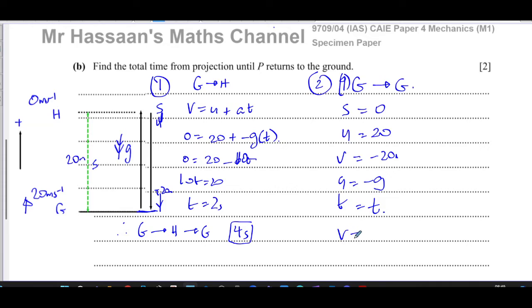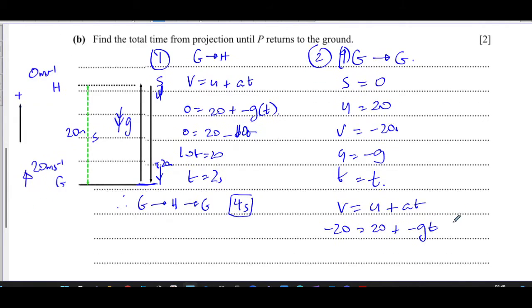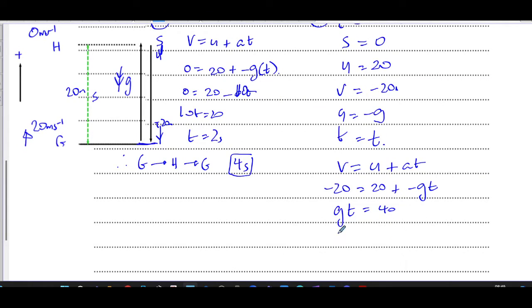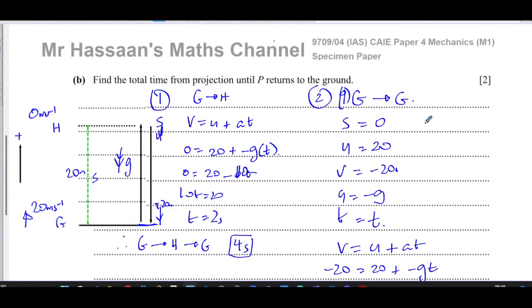We could use V equals U plus AT. V is minus 20, U is 20, and A is minus g, times t, which we have to find. So you end up with g times t equals 20 plus 20, which is 40. We know g is 10, so 10t equals 40, which means t equals 4 seconds. So we get the 4 seconds directly by using G to G.